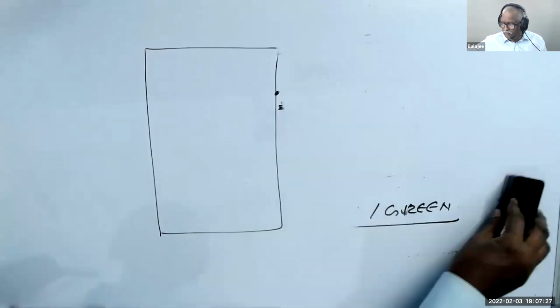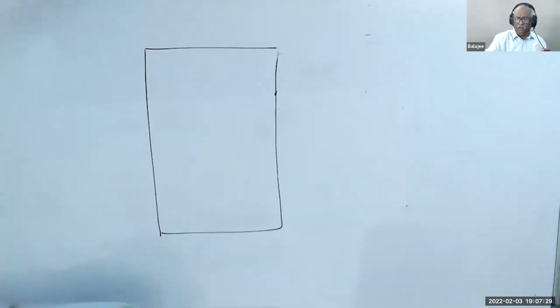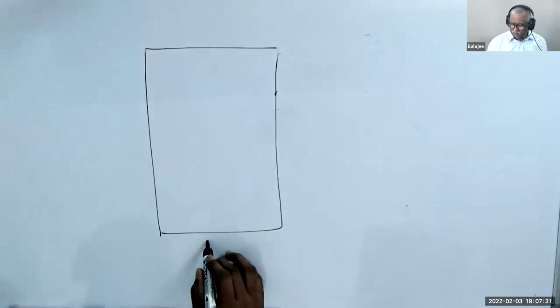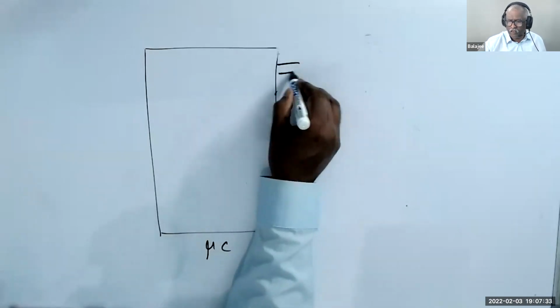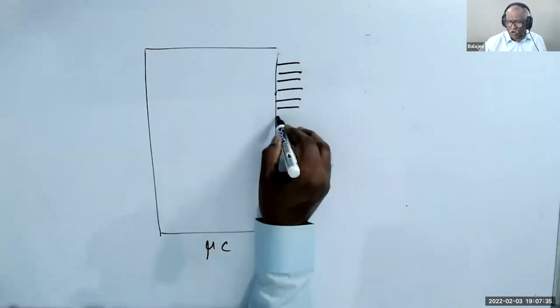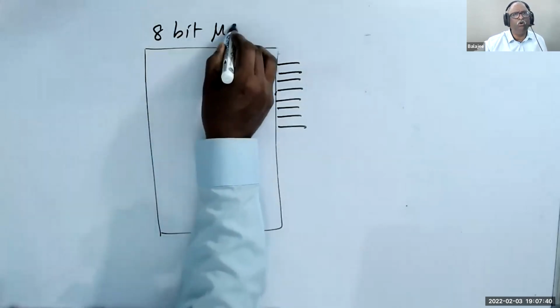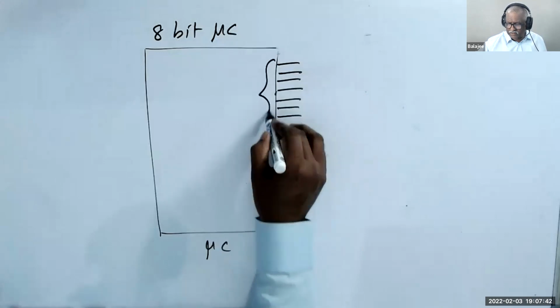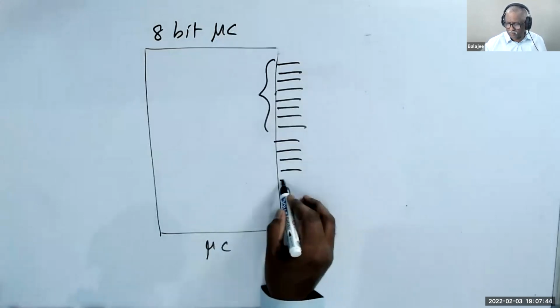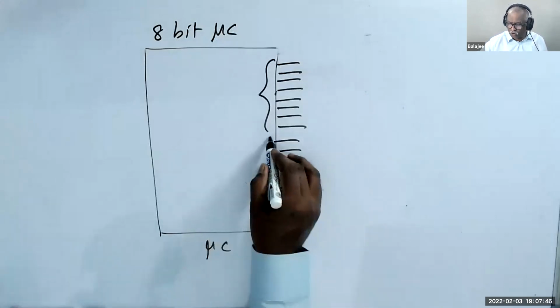Also, one more thing. These microcontrollers have multiple ports. And we are talking about 8-bit microcontrollers. So all the port sizes are 8 bits. Assuming that all the ports are 8 bits.